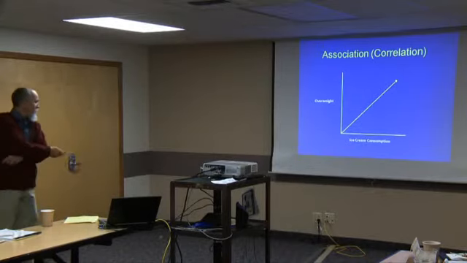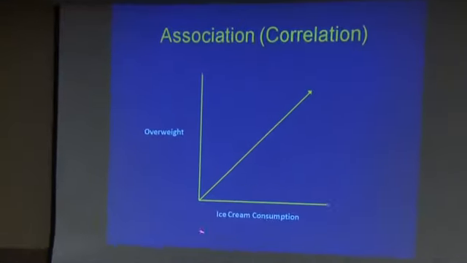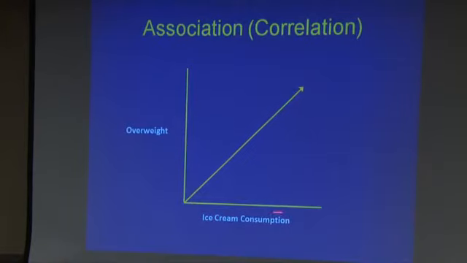So we have a graph here, and the way to read this graph is to look at this axis or this line, and as this line goes from here in this direction, it indicates an increase in the average consumption of ice cream. And the other line, as we go from here up, indicates an increase in the percentage of people being overweight. So up higher is more overweight.